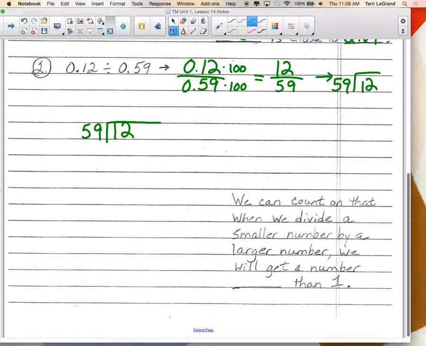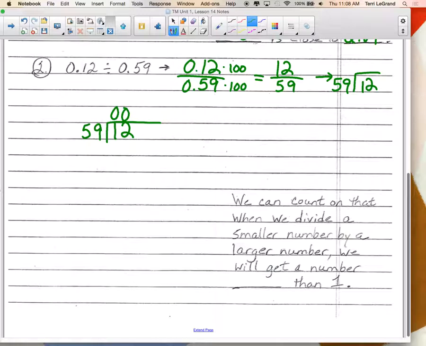Well, tell me something. How many 59s do you think you can take out of 12? Any? No. So our number is going to be less than 1, isn't it? Our answer better be less than 1 because you can't take any 59s out of 12. It's just not possible. So when we're done with this, we better have an answer somewhere between 0 and 1. Okay? So can 59 go into 1? No. Can 59 go into 12? No. So we get zeros up here, don't we?